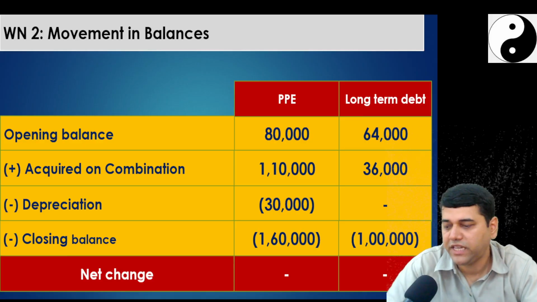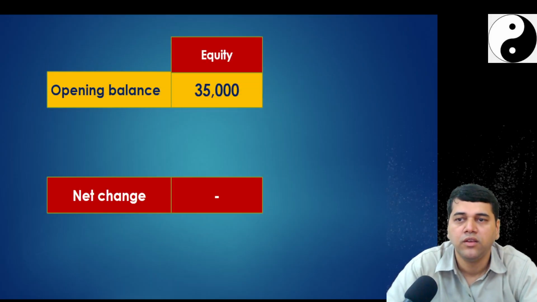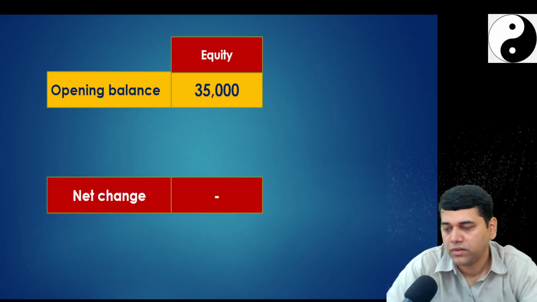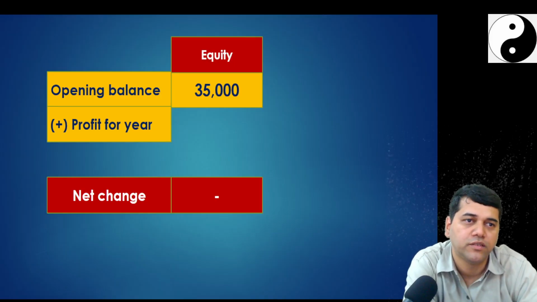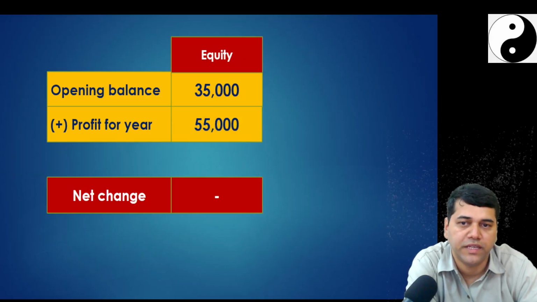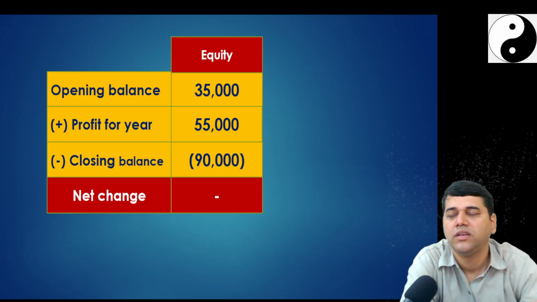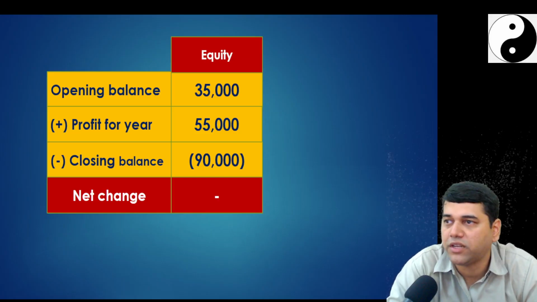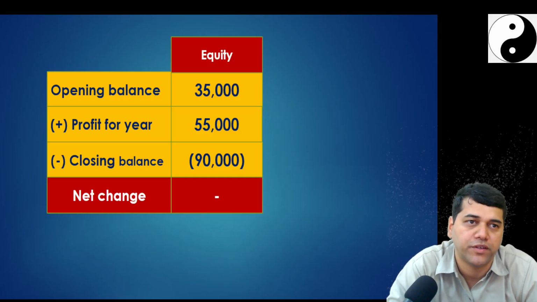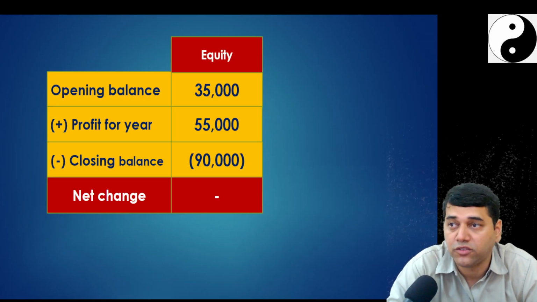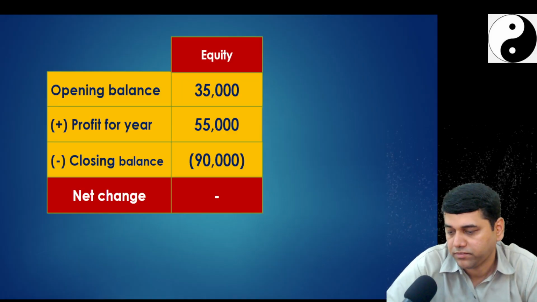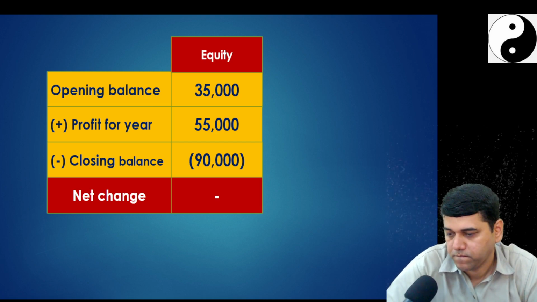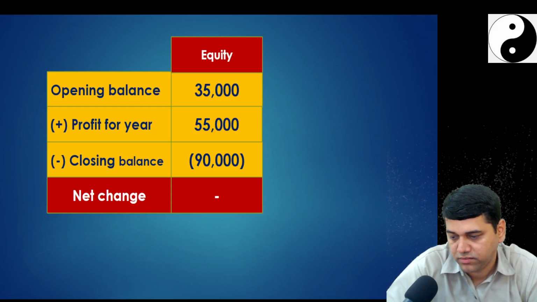Okay, the next one is the equity. Below this, you can write the equity. Opening balance was 35. How much is the profit for the year? Consolidated profit 50, 55. Closing is 90. So again, there is no new issue of the equity. Whatever increase happened, it happened because of the profits. So whenever there is a consolidation, first you're going to find out how much has come from the subsidiary, and is there any other additions or changes?